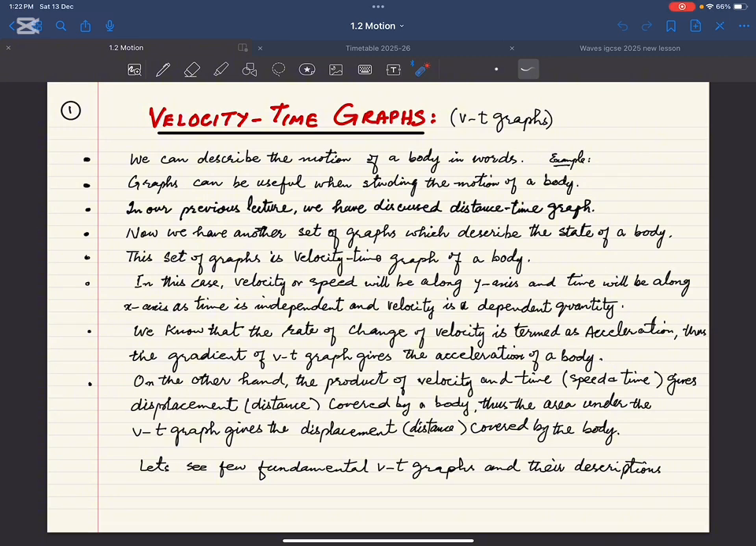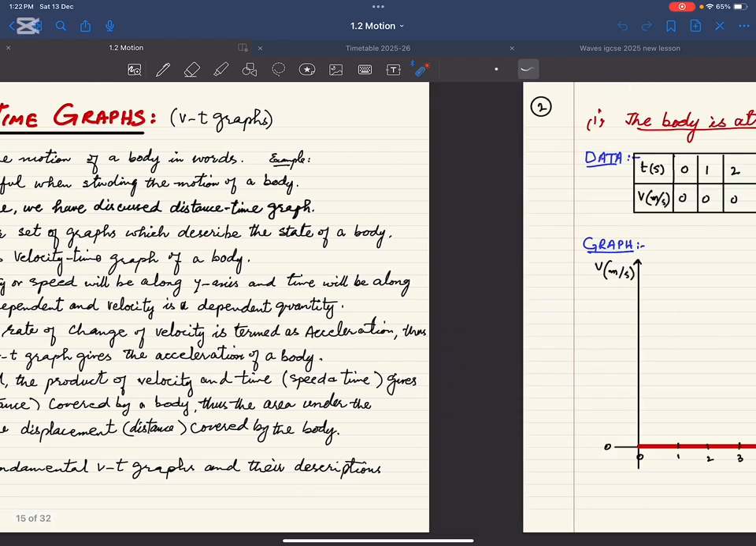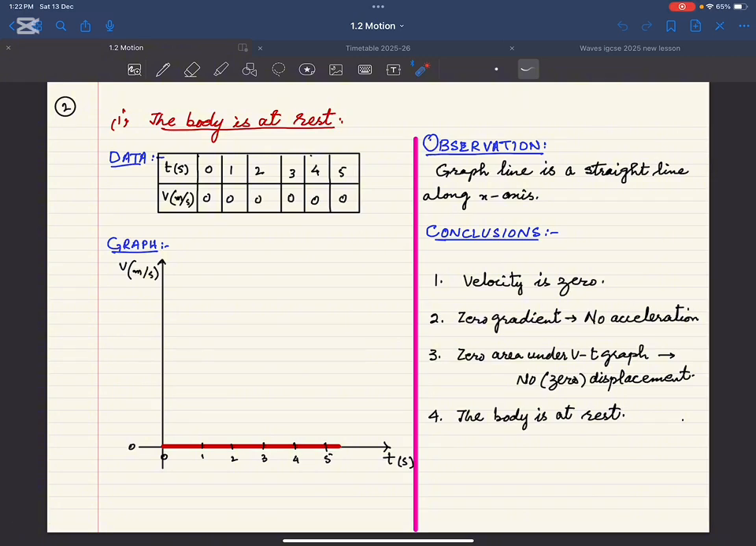Now we will see different graphs, and we will describe the state of the body with respect to each graph. Here I have taken some data as an example, and the situation we want to describe is that the body is at rest. What are we observing? For the different time intervals 0, 1, 2, 3, 4, 5, the velocity value is always 0. So we have to draw a graph.